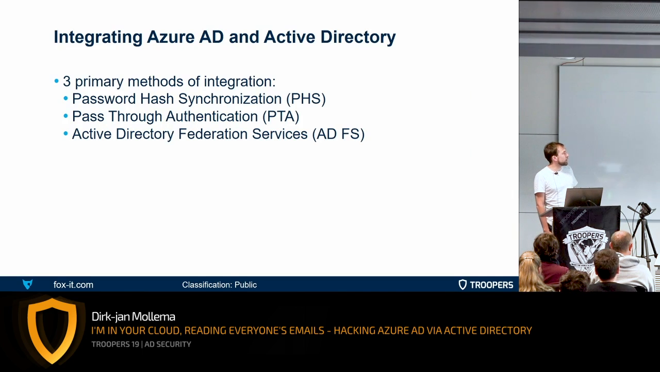So if you want to integrate these two, there are three primary methods. You can use password hash synchronization, pass-through authentication, and Active Directory Federation Services. In this presentation, I'm only going to focus on the first one. It's the most common one, and it's also the one that they happen to be using at the client I was investigating. I haven't looked at the other ones yet, but there is some interesting research out there as well.